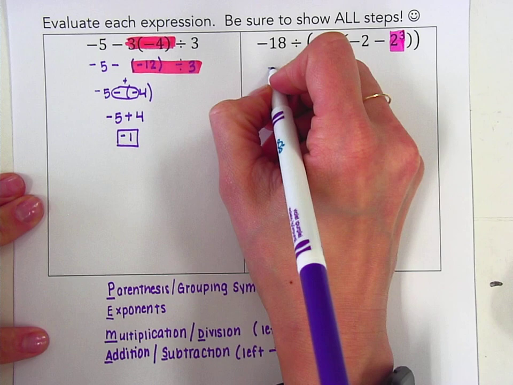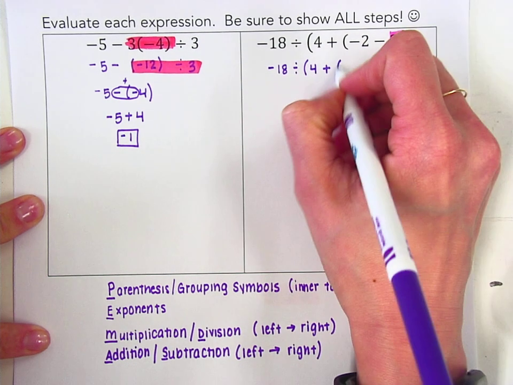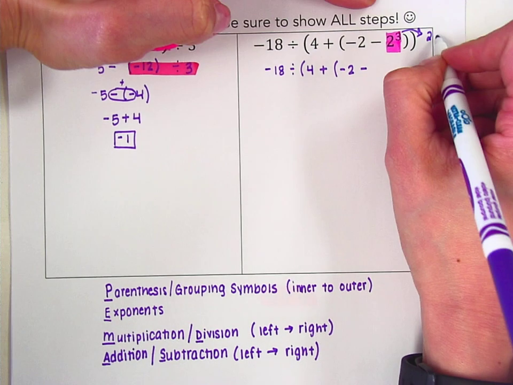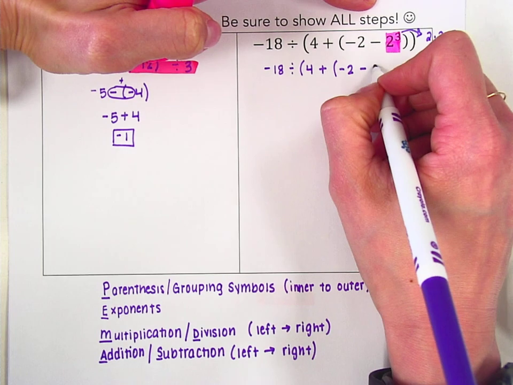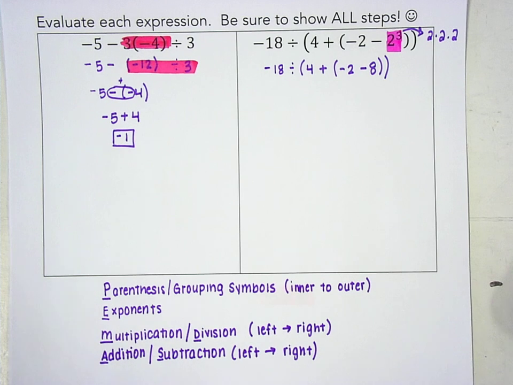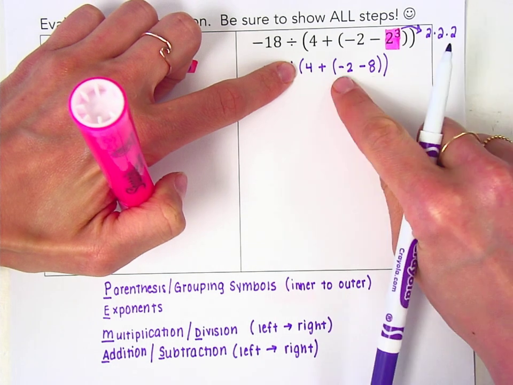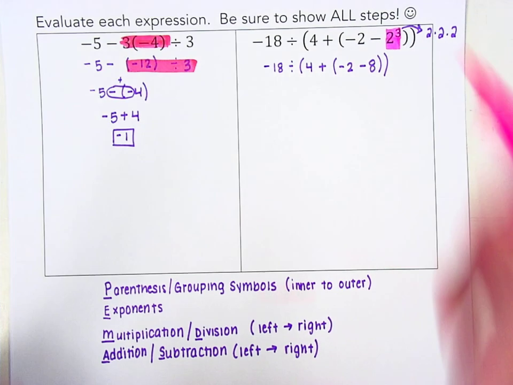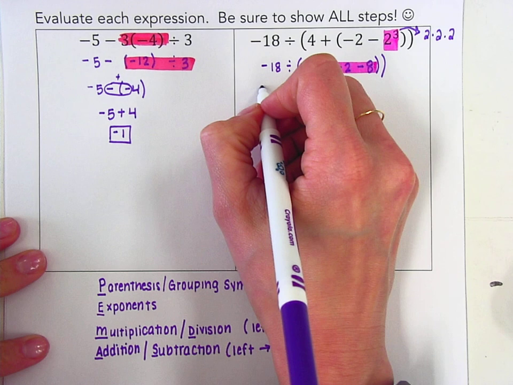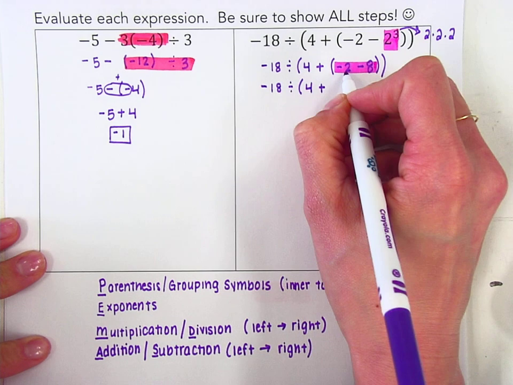We can copy down and rewrite everything that's not highlighted. Negative 2 minus, and 2 to the third power, this means 2 times 2 times 2, which is 8. Since I haven't eliminated all of my parentheses, I still need to continue with this first step. So again, coming to my parentheses, we're working from the most inner parentheses to the outermost. So my next step is that negative 2 minus 8. Again, I'll rewrite everything not highlighted. Plus negative 2 minus 8.